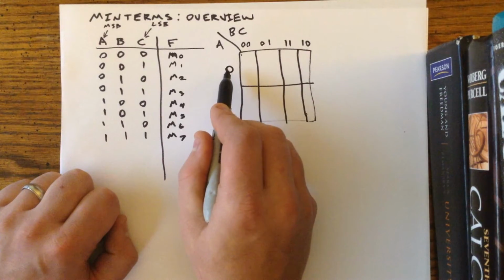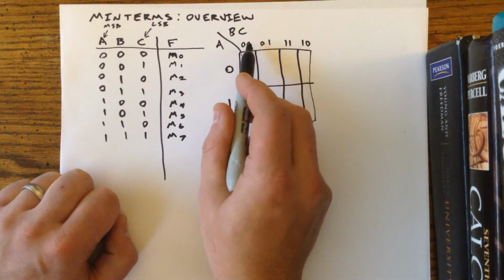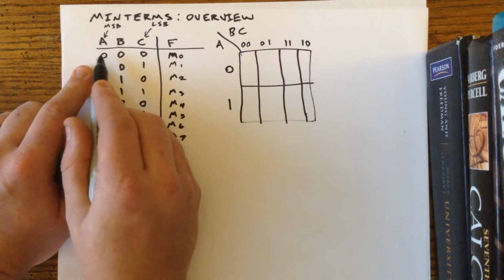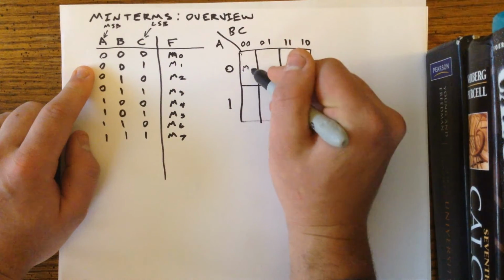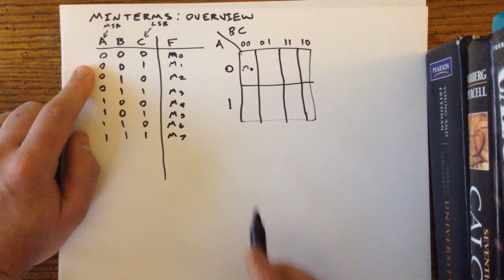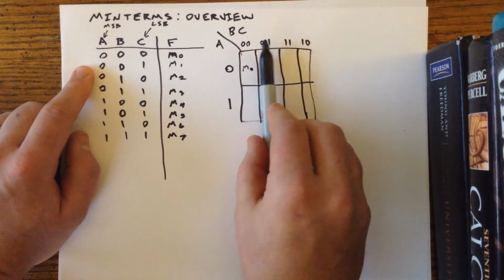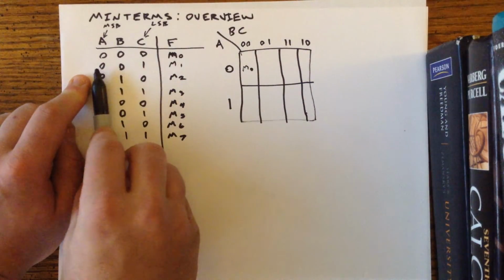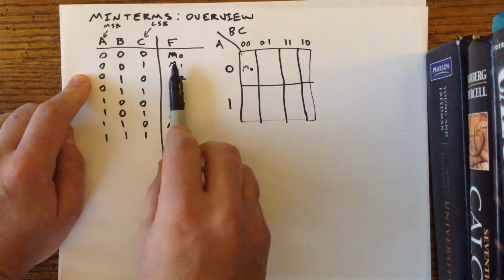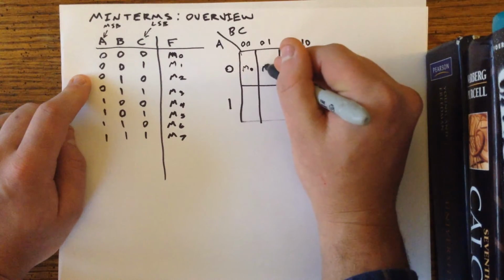So if A is a 0, B is a 0, and C is a 0, well, that corresponds to this term right here, 0, 0, 0. So this right here would be minterm 0. 0, 0, 1 would correspond to this term, 0, 0, 1. That would be minterm 1.